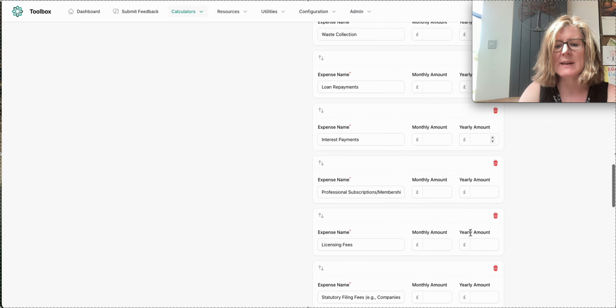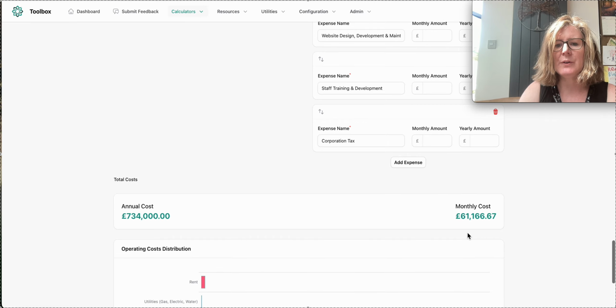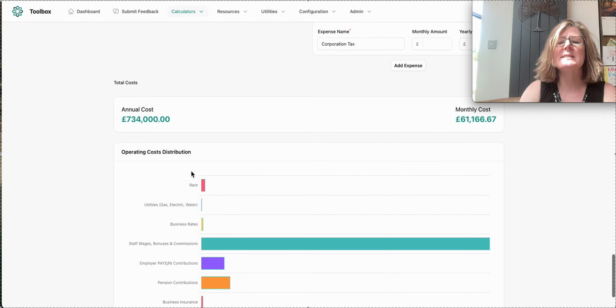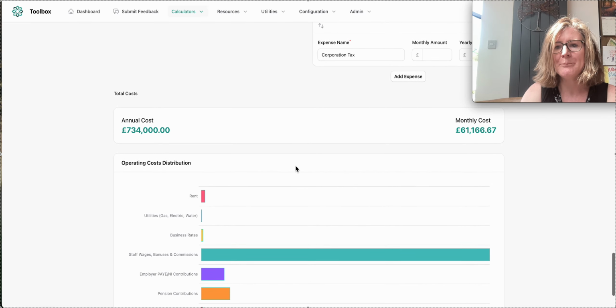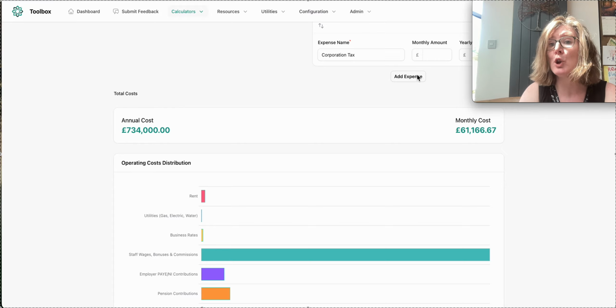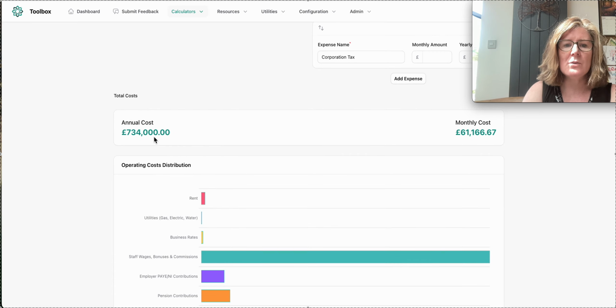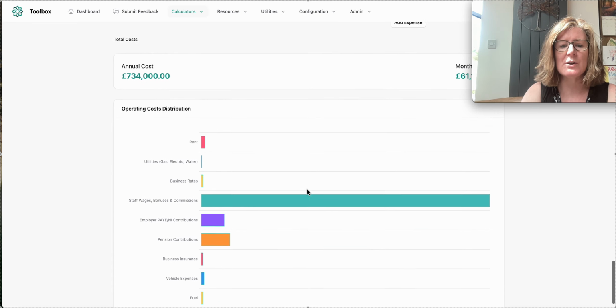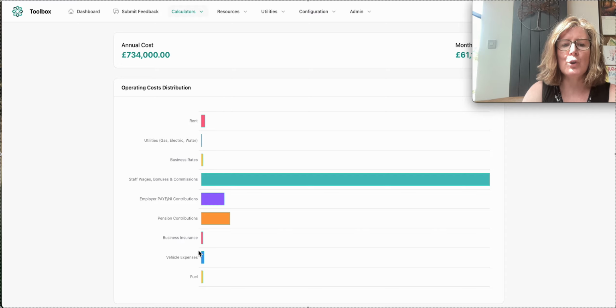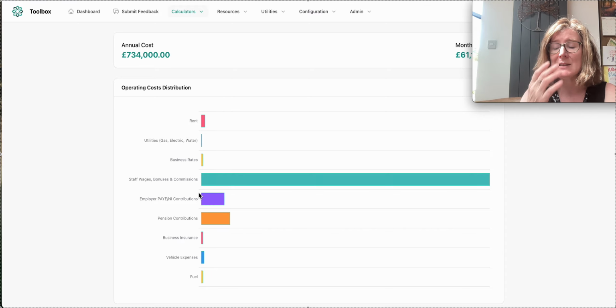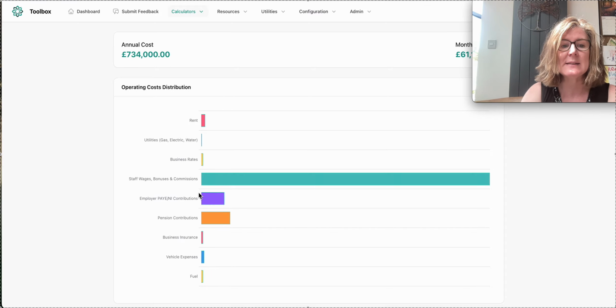You can see here, it is now showing, I'm not going to fill them all in, but it gives you an idea. If there's an expense that is not listed here that you want to list in your operating cost calculator, you can add it here. So then here it will show you what your annual cost is and then what your monthly cost is, and it'll show a really nice graph to show what your biggest expense is.